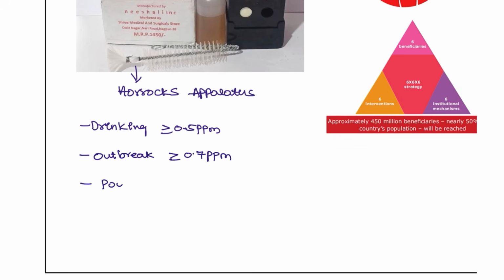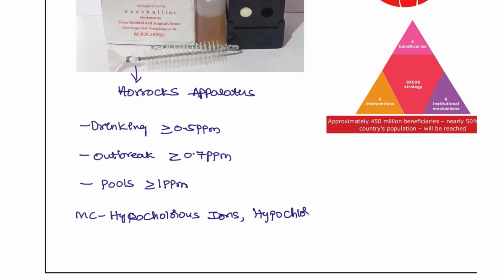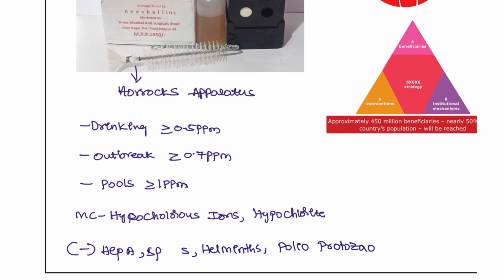And for the swimming pools, we increase to 1 ppm because there will be more and more human contact, right? So for that we will be increasing to 1 ppm. Okay, and what is the most commonly used chlorine compound? That is hypochlorous acid and hypochlorite, but it does not cover hepatitis A, spore forming agents, helminth infections, polio, and protozoa. All these are not killed in the chlorination process, right?